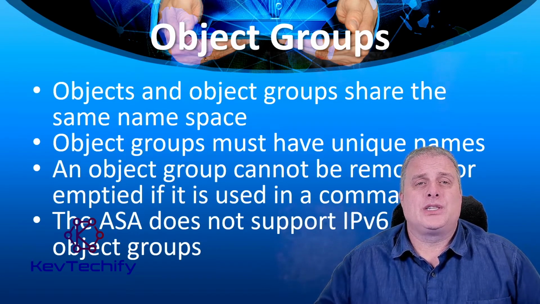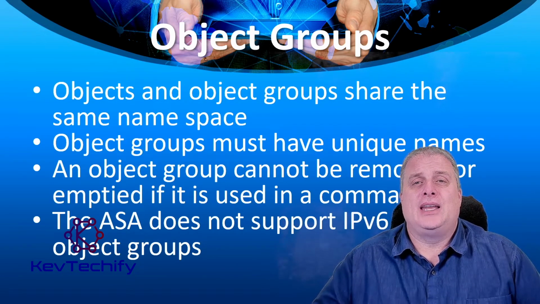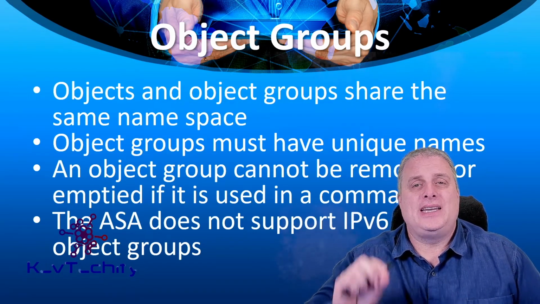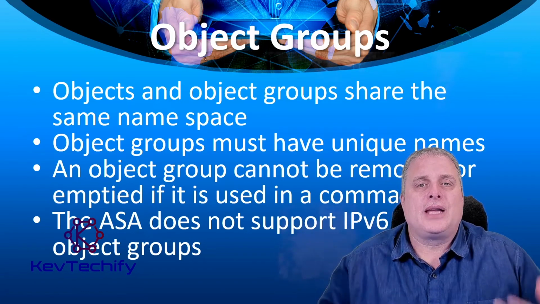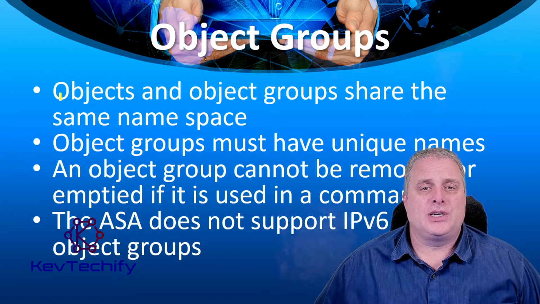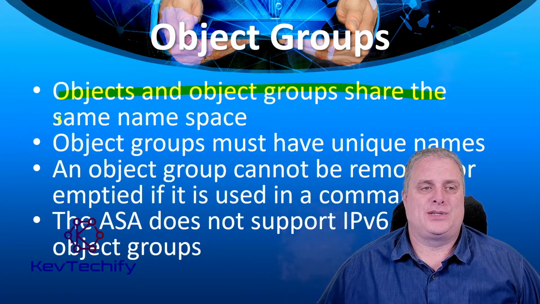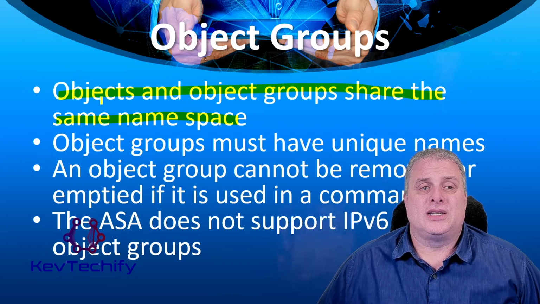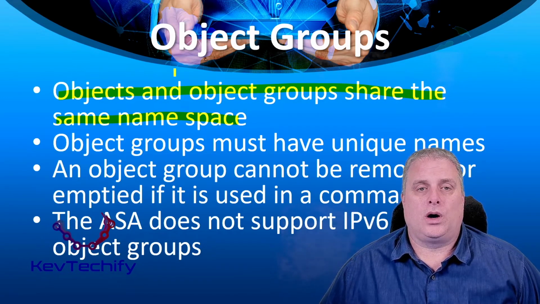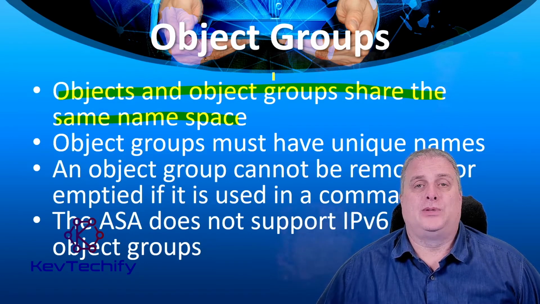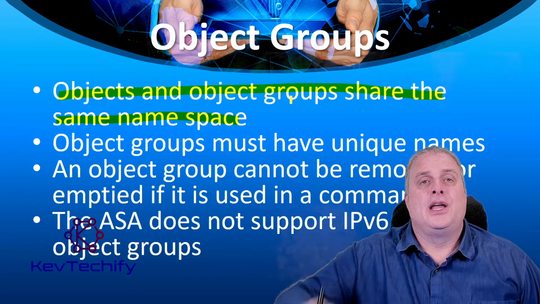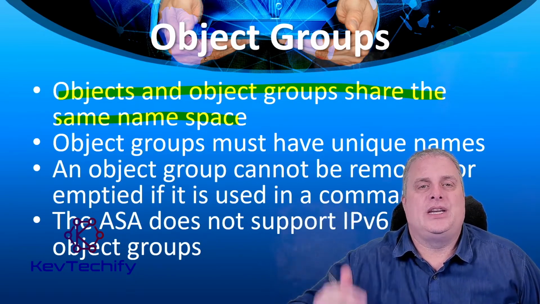Objects can be grouped together to create an object group. By grouping like objects together, an object group can be used in an access control entry instead of having to enter an ACE for each object separately. There are some guidelines and limitations to object groups. The first one here is objects and groups share the same namespace. What that means is if you name an object like object 1, you can't name an object group object 1, because they share the same namespace, they share the same database. You have to have each of them having a unique name.